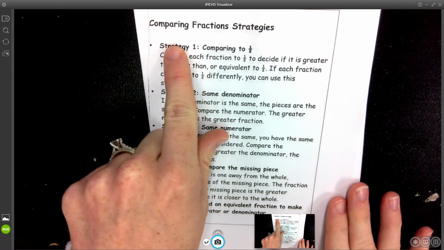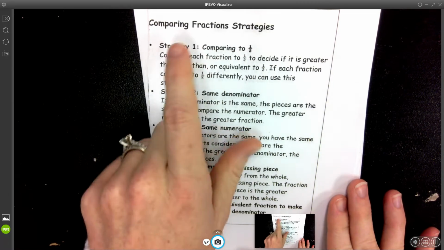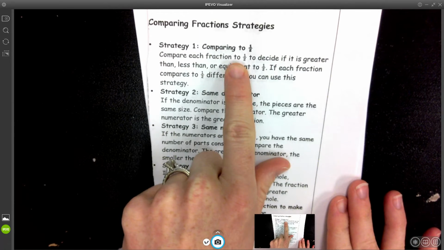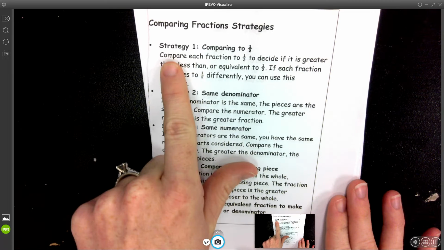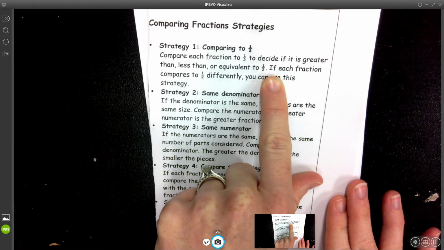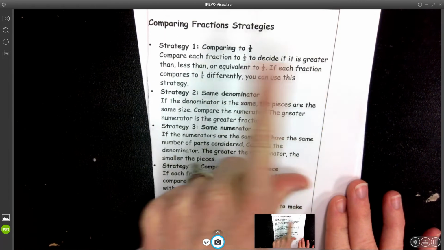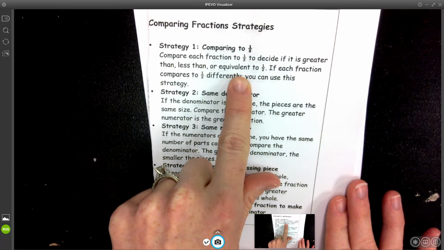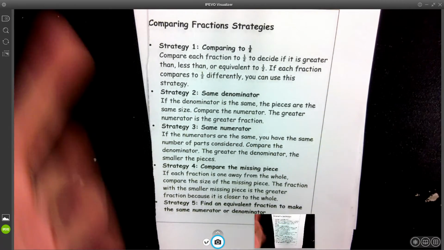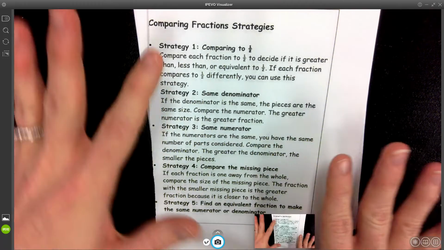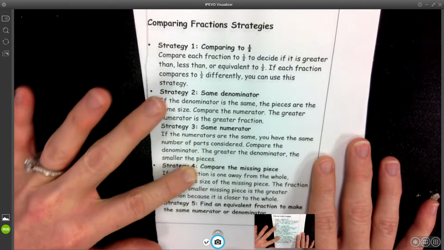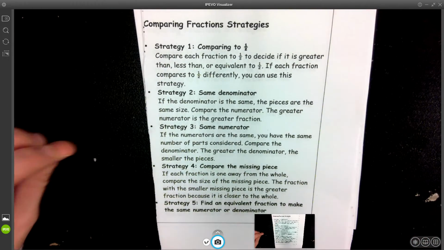Okay, so strategy number 1 for comparing fractions is compare each fraction to a half to decide if it is greater than, less than, or equal to a half. If each fraction compares to a half differently, you're going to have to use a new strategy. So let me show you what that might mean.